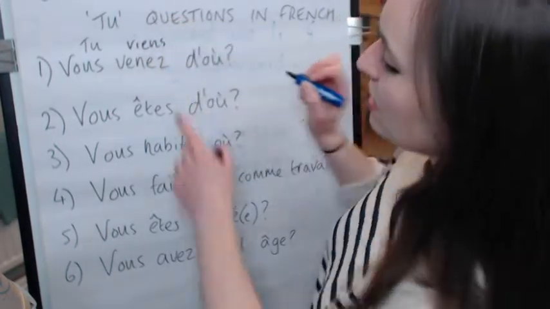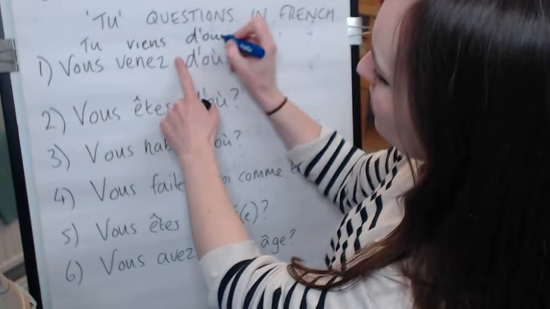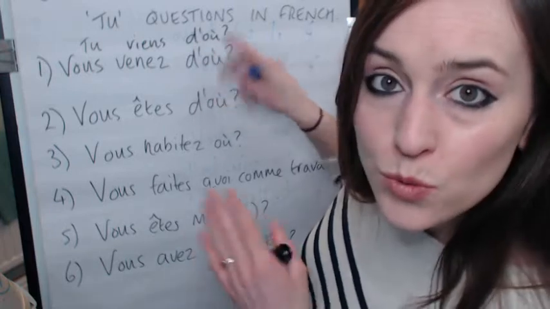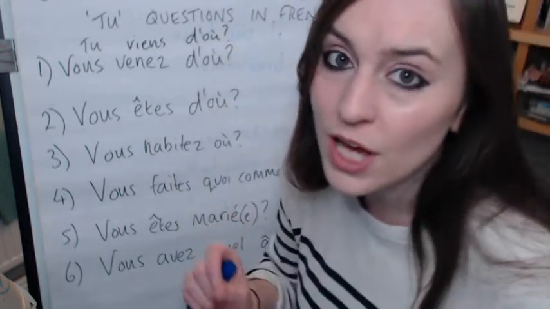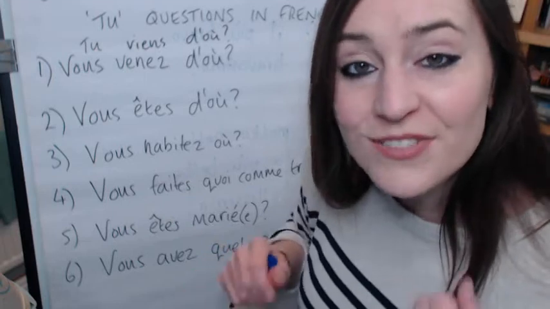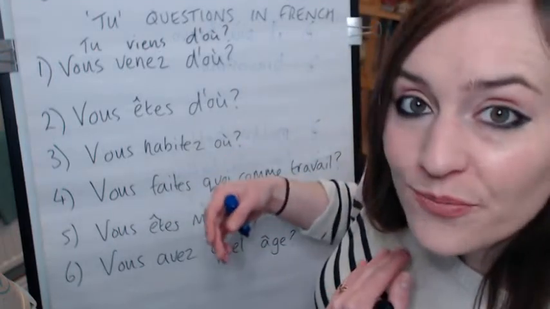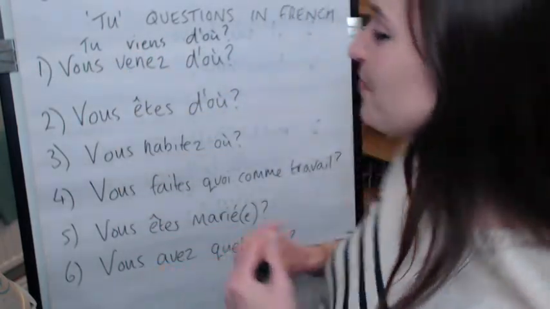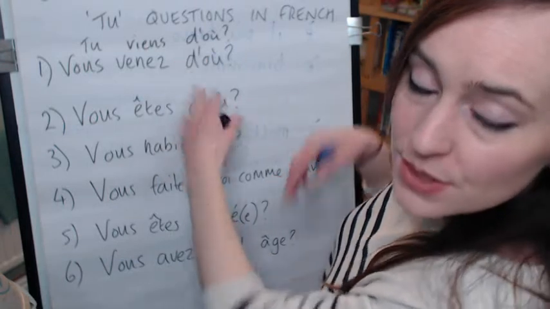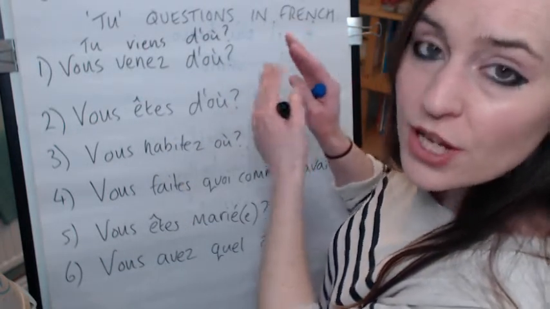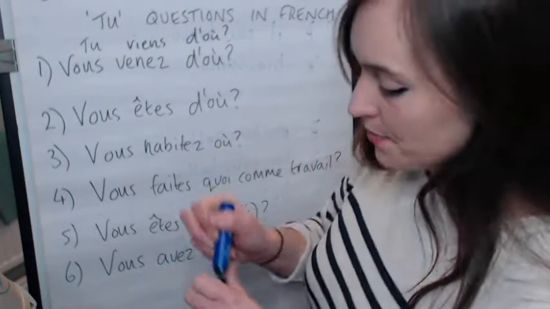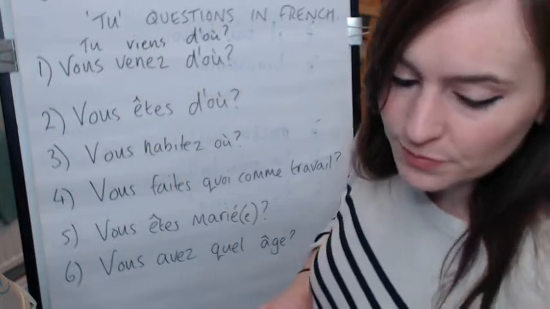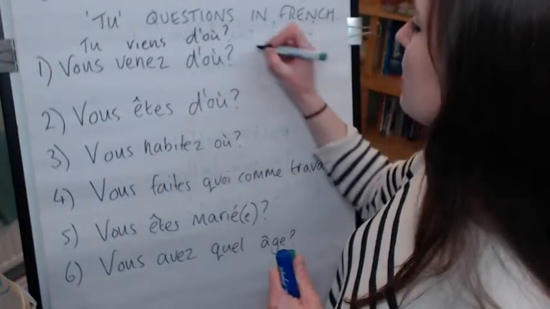Tu viens d'où? Tu viens d'où? De and où together is a contracted version of de and où. D'où? Tu viens de où? Where do you come from? From where come you? If you like. Tu viens d'où? So I'm not going to invert that subject pronoun and the verb. I'm just going to change the subject pronoun here to the tu form and the verb to the tu form. That's from the verb venir.